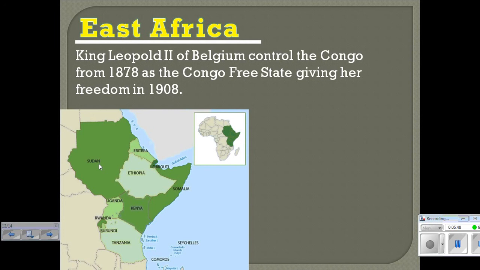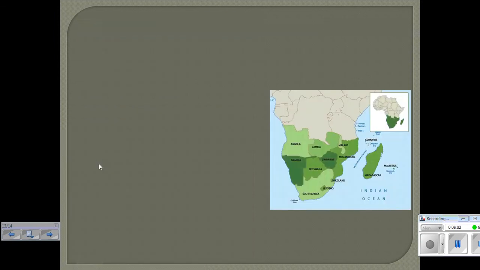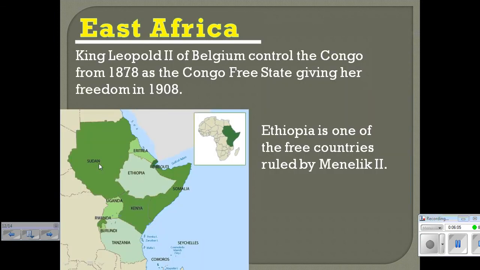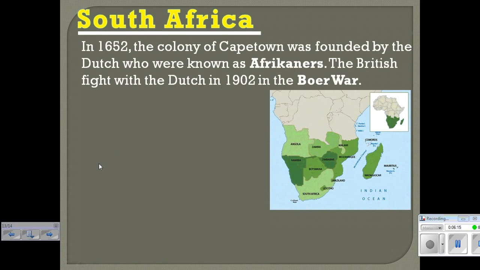But in East Africa, for our class discussion, King Leopold II of Belgium seizes control of the Congo from 1878 onward, and he will eventually give the Congo its freedom in 1908. Ethiopia marks one of the first times a free country is ruled by Menelik II. Ethiopia remains free. In South Africa, the colony of Cape Town is founded by the Dutch.